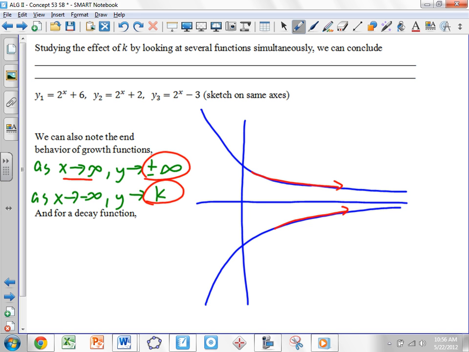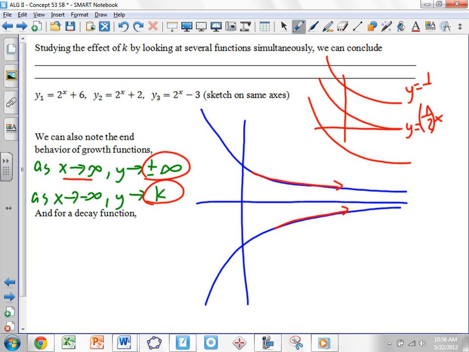If you do a bunch of these graphs together, if you graph ones that look like this, and let's say this is y equals 1/2 to the x. This is y equals 1/2 to the x plus 4. Y equals 1/2 to the x minus 3. What we're noticing is that now on the right side, each of these are going toward the asymptote. Whereas last time it was reversed. It was on the left-hand side.